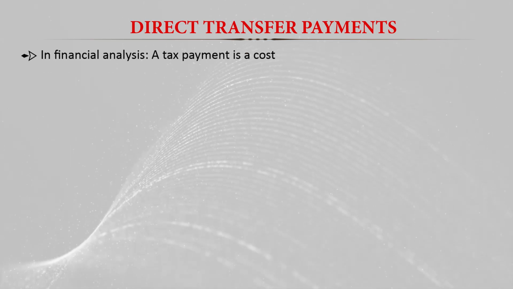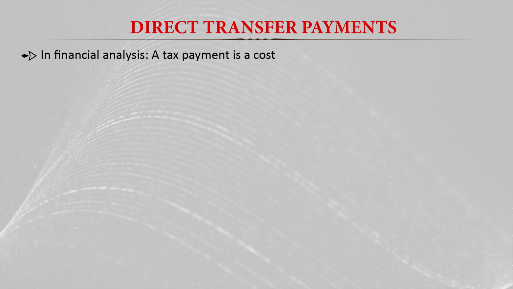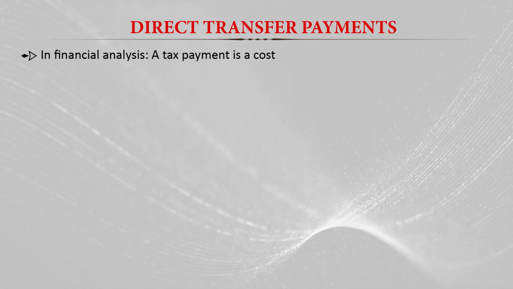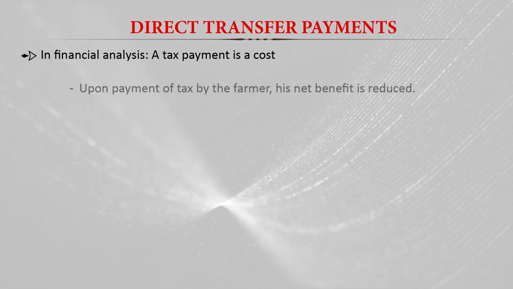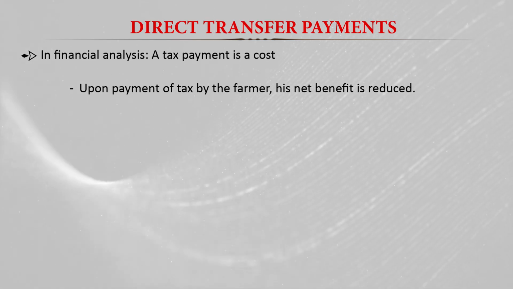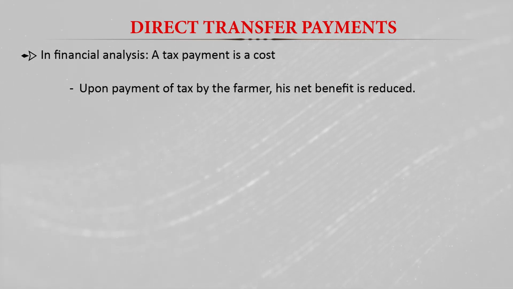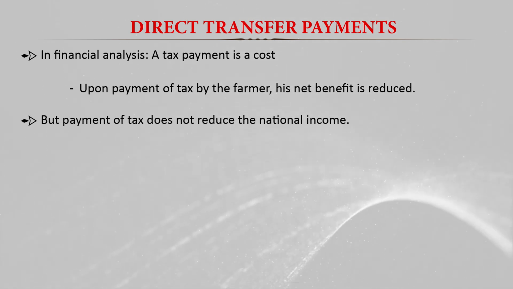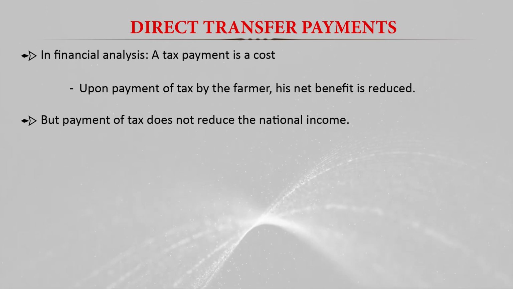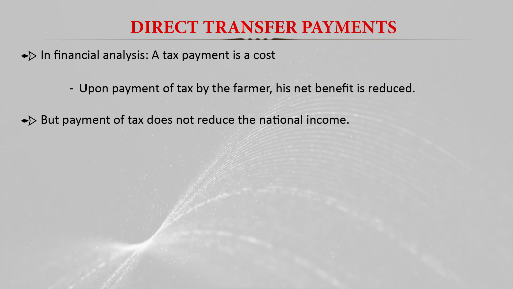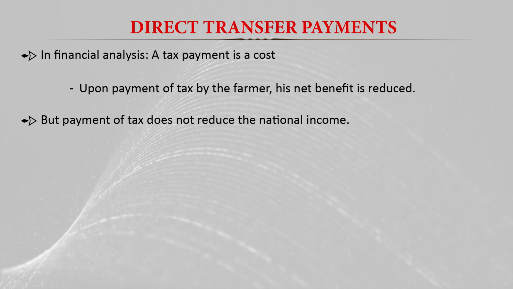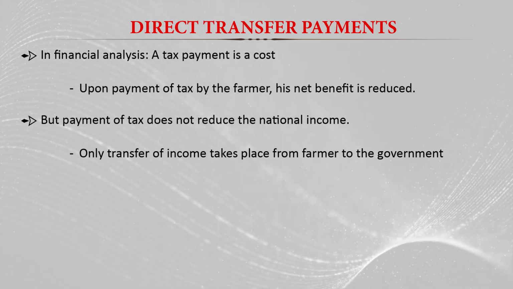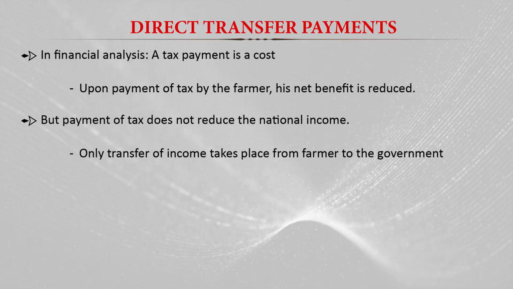In financial analysis, a tax payment is a cost. If a farmer or a company makes a payment in terms of taxes, that is a cost for him. Upon payment of tax by the farmer, his net benefit is reduced because he is making a payment to the government in the form of tax. But payment of tax does not reduce the national income, because the tax is transferring income from the farmer to the government. So it is only a transfer of his income to the government. As a whole, as a society, there is no change in the income.